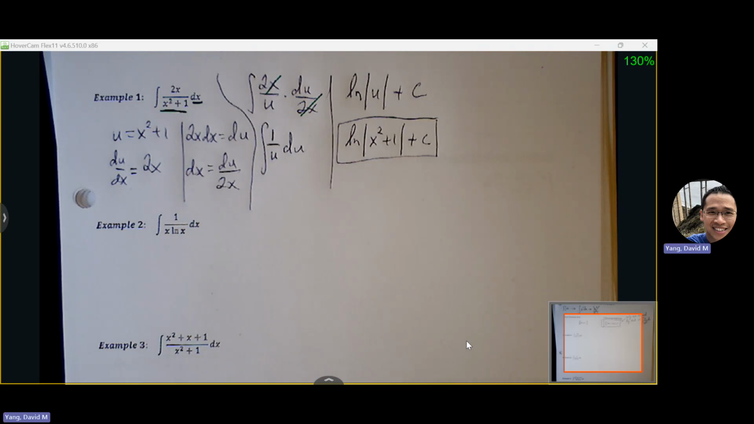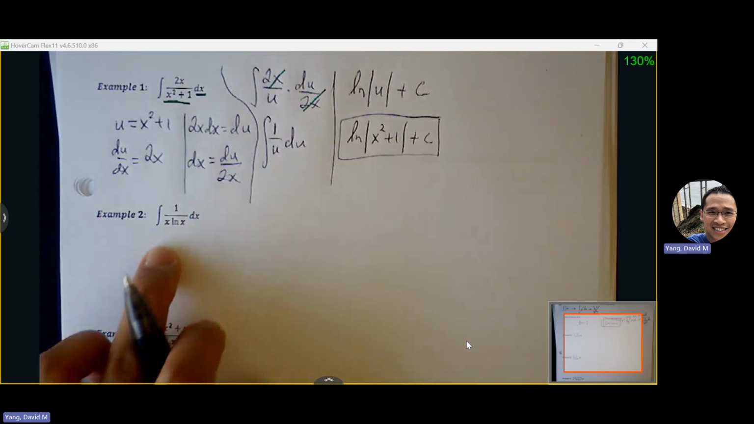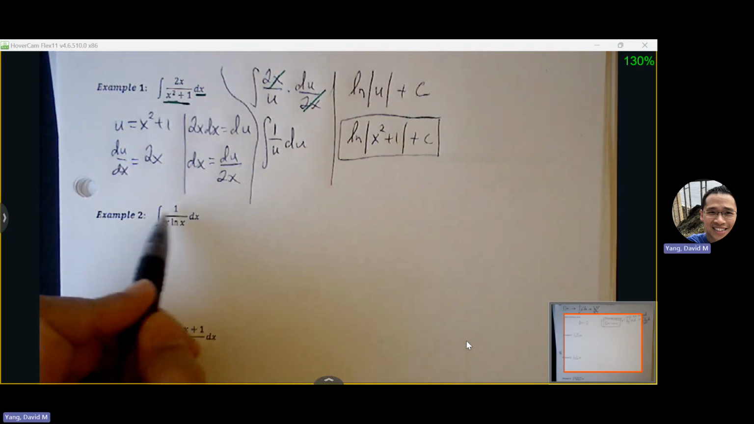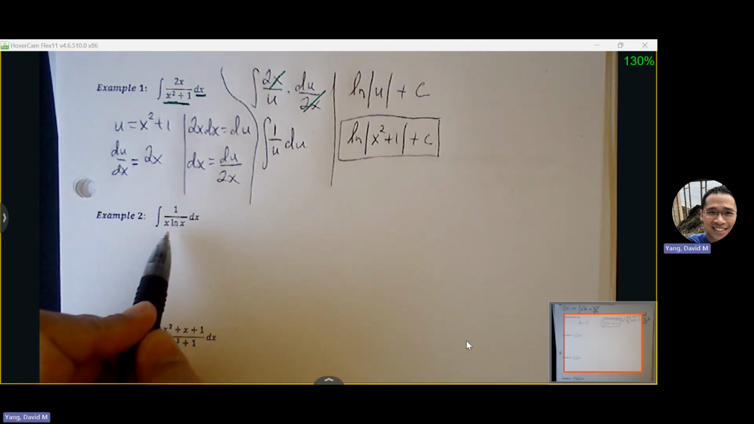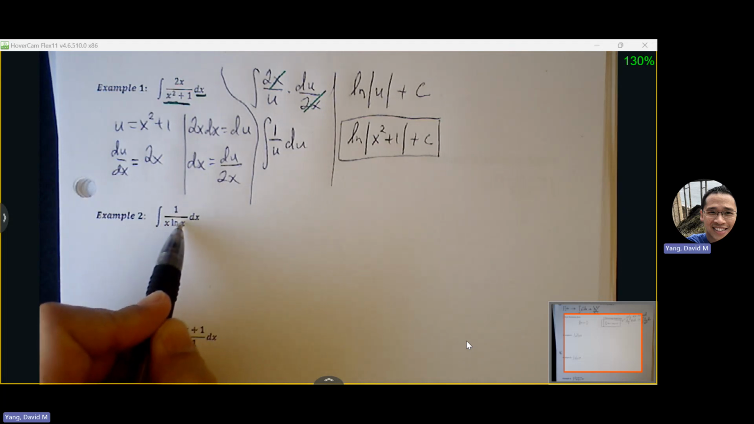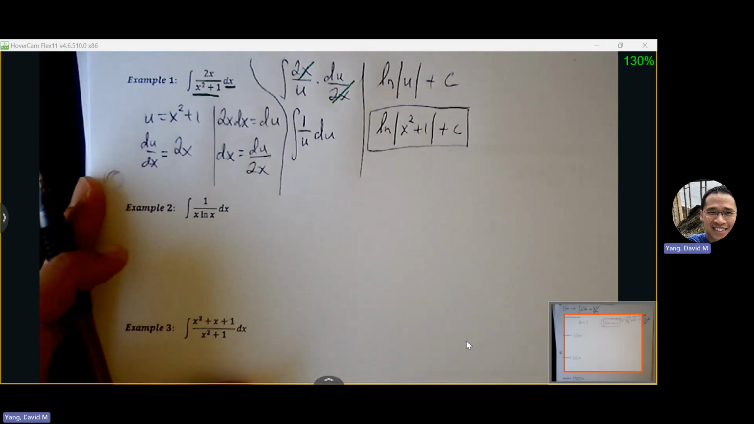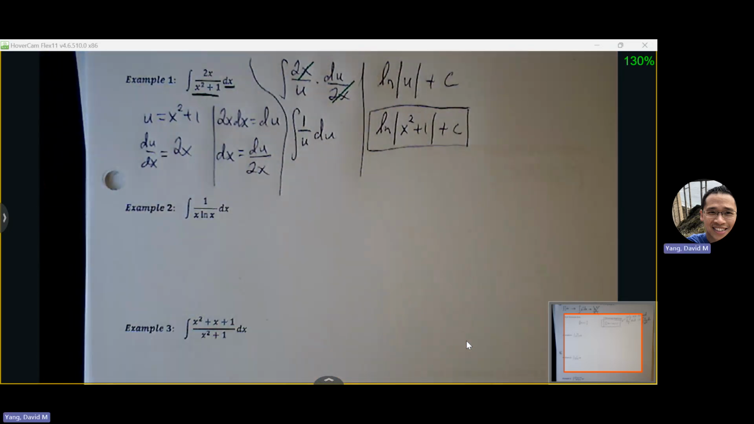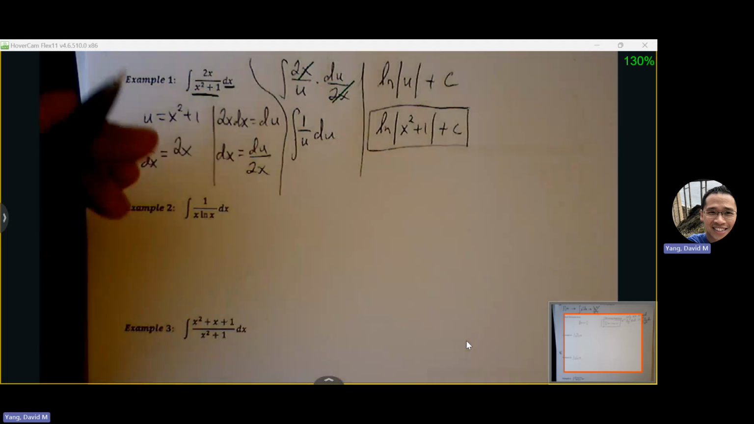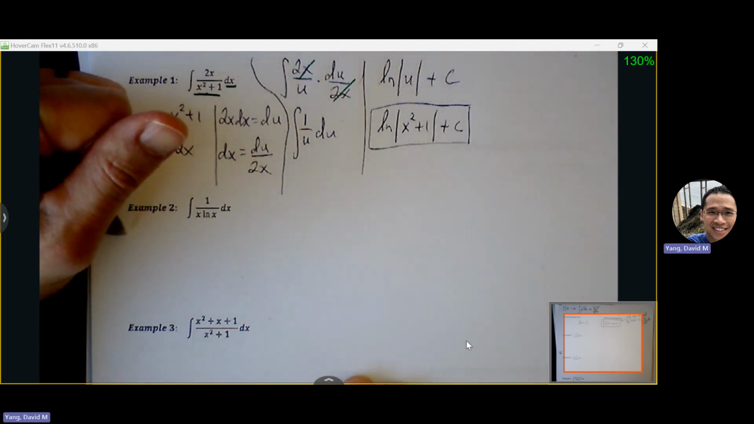Okay, example 2, 1 over x ln x. This is a little too complicated for any one rule to handle. Also, these are being multiplied. We can't say, okay, we'll do 1 over x and then we'll do a separate rule for natural log of x. So we know we got to go through u substitution, but there are a couple of options for what the u value could be. Let me list out those options.